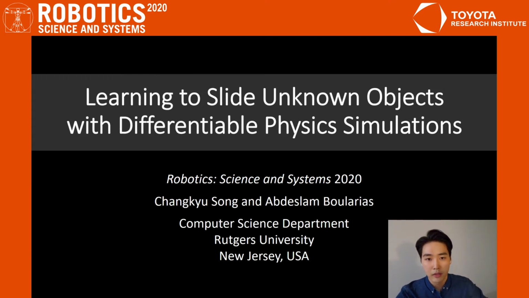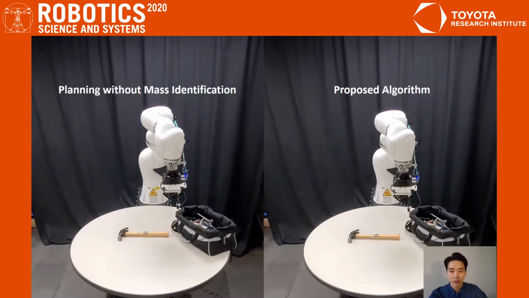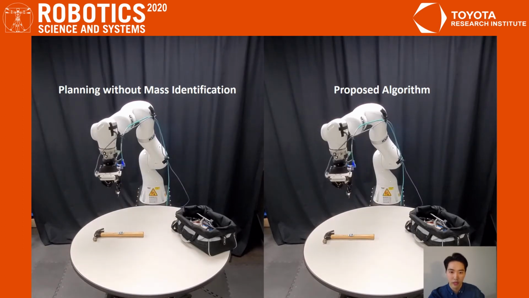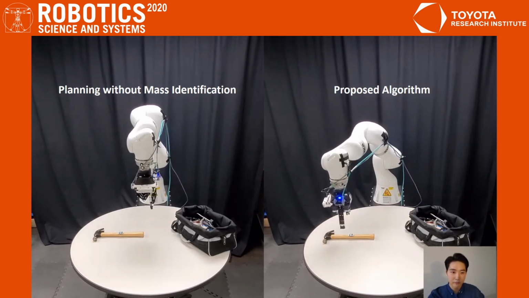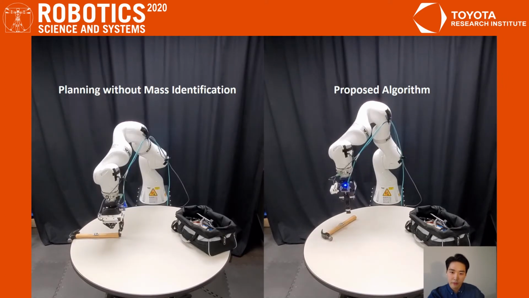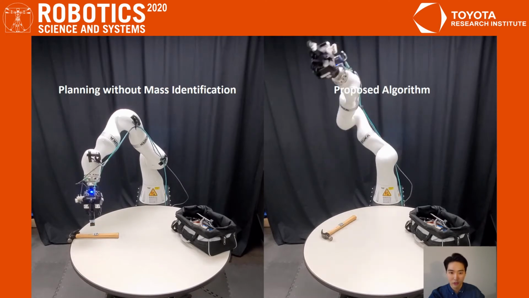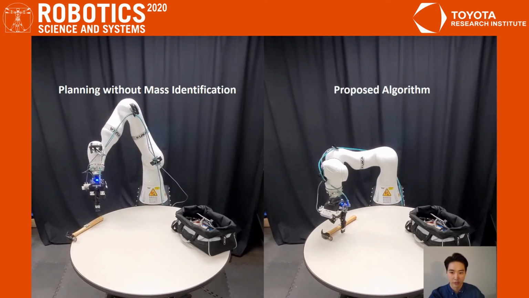I'd like to talk about learning to slide on an object with differentiable physics simulation. Let's say we have an unknown object on the table and we want to push it to the edge of the table first and pick it up from there. Then we should be very careful not to push it over the edge. Then basically we need to know the mechanical properties of the object.